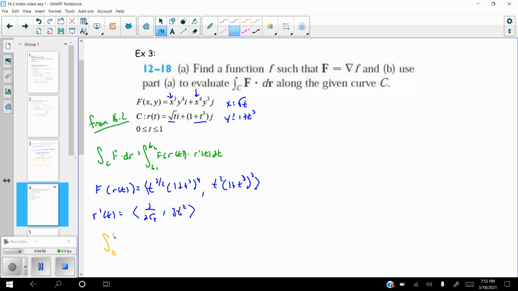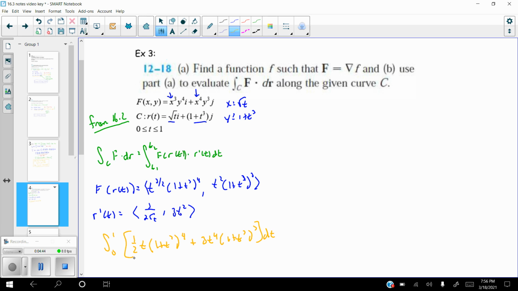Now the dot product is going to be t to the 3/2 times 1 over 2 square root of t, which is just going to give us a t, so it'll be 1/2 t. Still got to bring in that 1 plus t cubed to the 4th. That's the multiplication of the x components. The y components will be a little bit easier. That's just going to be 3t to the 4th times 1 plus t cubed, dt.